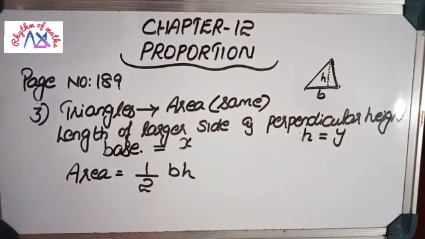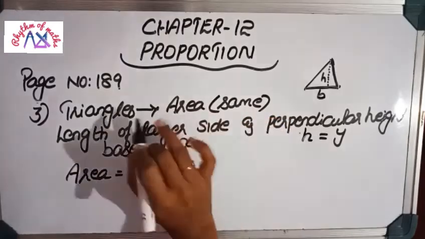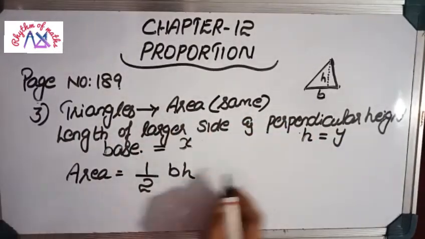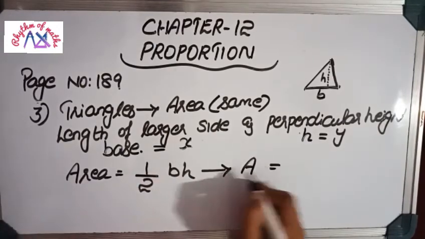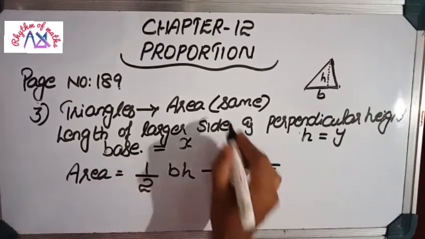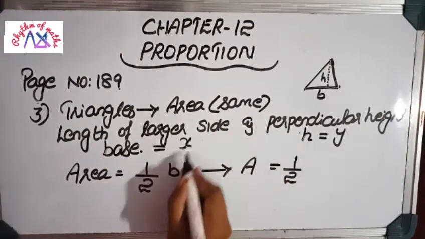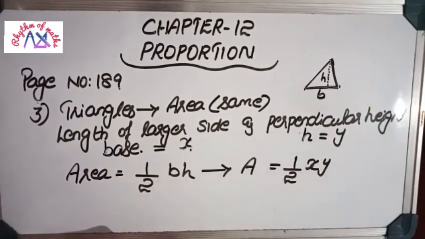This is the equation. And here the area is the same for all the triangles, but that value is not given. So let's consider that area as capital letter A. Just consider A, it can be any value. It is fixed anyway. Okay, same value. Now half base is x, then height is y, so we got half xy.